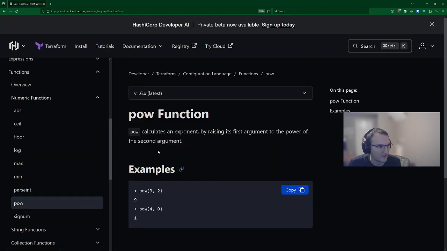The POW function is an exponential multiplier. So 3 to the power of 2 is 9, 4 to the power of 0 is 1.